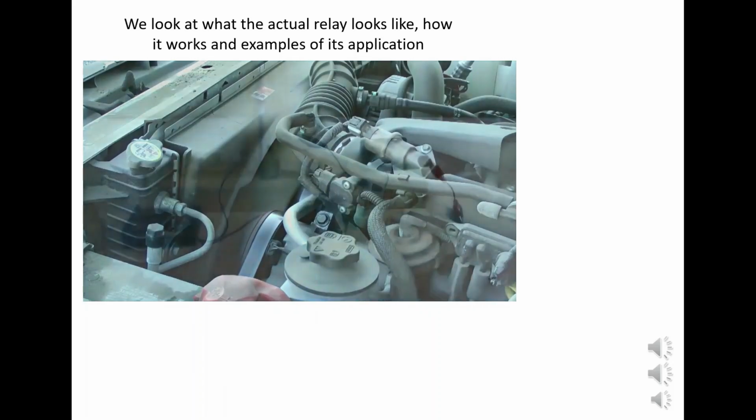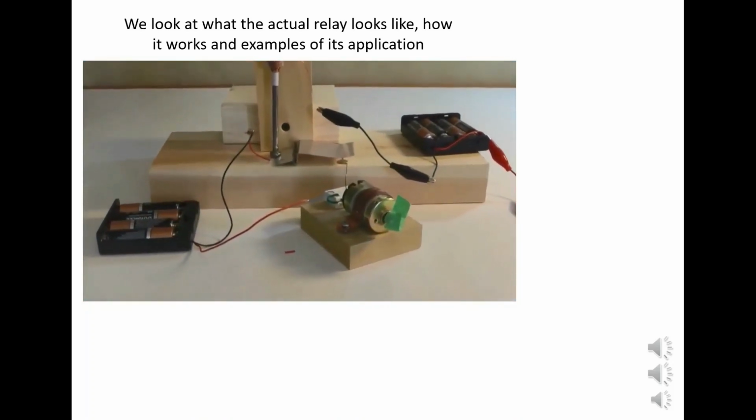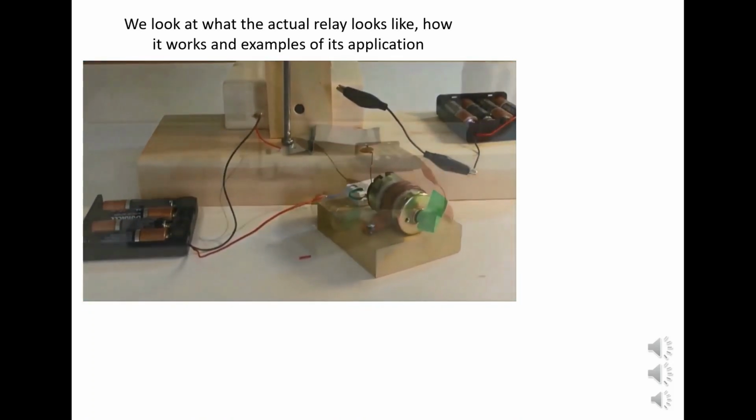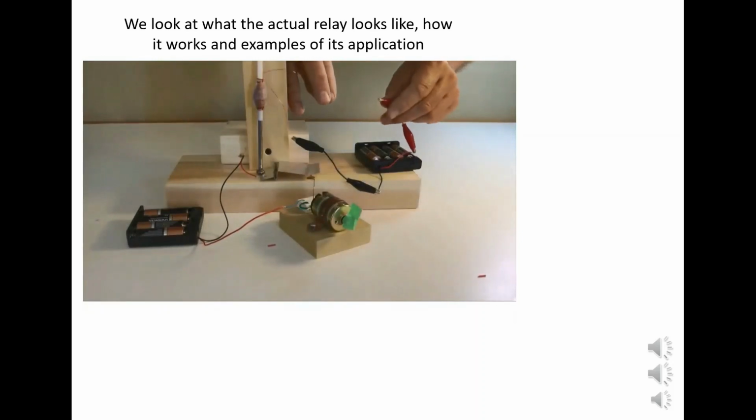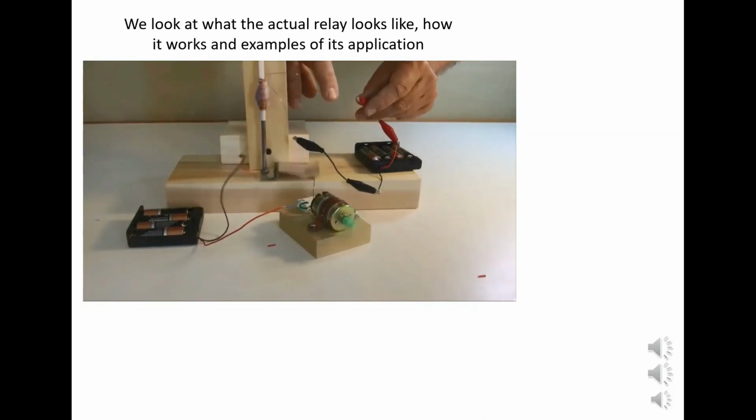I can demonstrate a model relay using this basic solenoid. In this example, this simple relay is controlling an electric motor. The motion of the nail controls the switch, connecting and disconnecting the battery powering the motor.